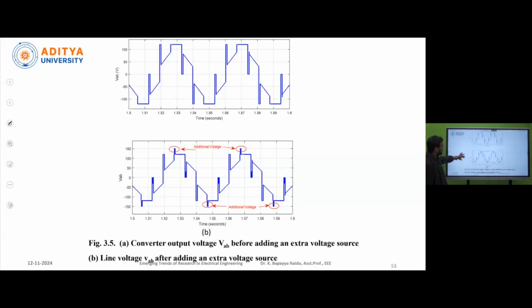And now VAB represents the converter output voltage before adding this additional voltage. This is the VAB, the SEPIC converter output voltage. Now if you add this extra voltage using these extra voltage sources, there is one additional voltage spike.